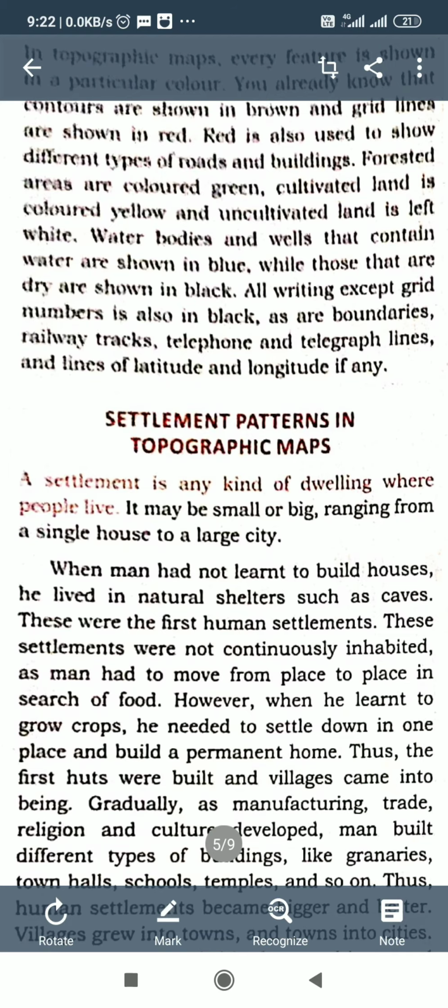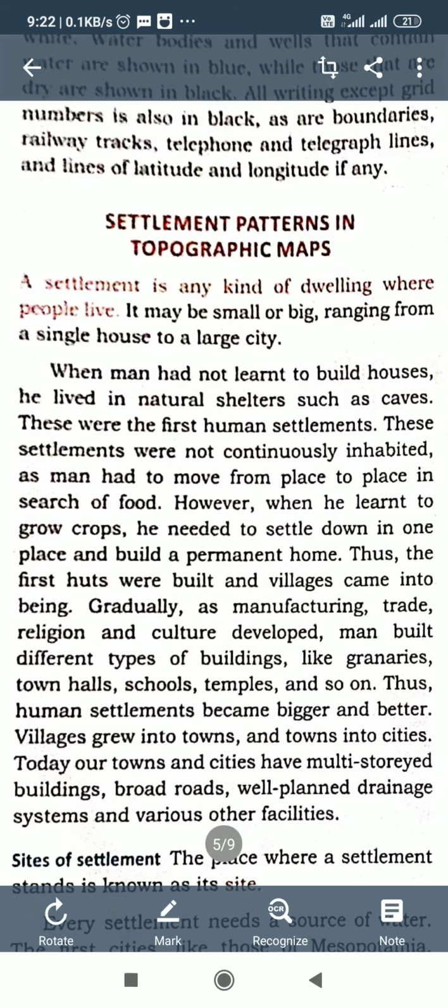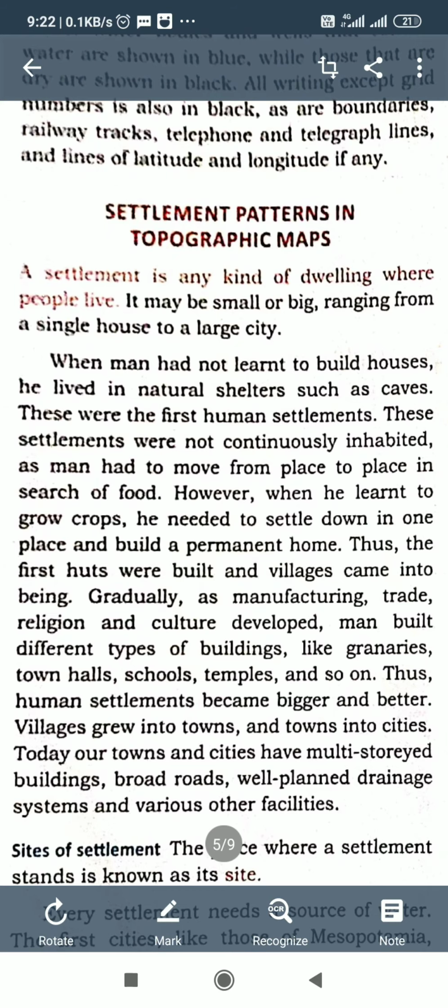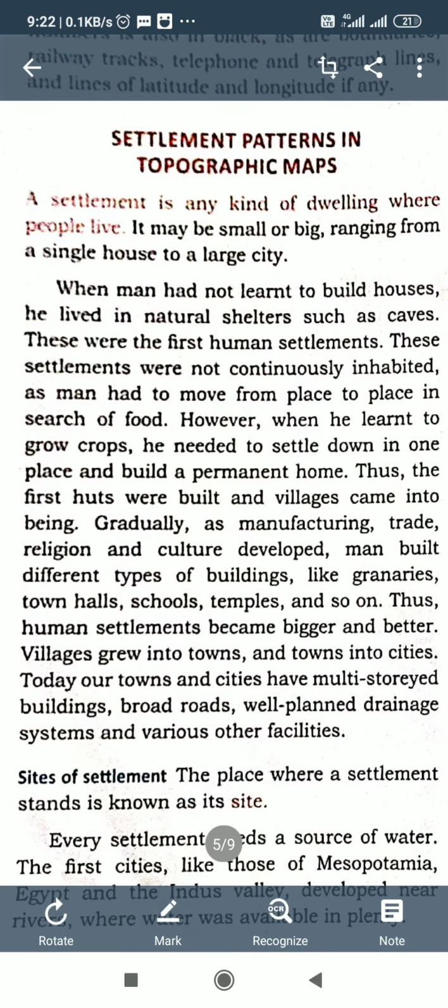Gradually, manufacturing, trade, religion, and culture developed, and man built different types of buildings like granaries, town halls, schools, temples, and so on. Human settlement became bigger and better. Villages grew into towns and towns into cities as years passed. Today, our towns and cities have multi-storied buildings, broad roads, well-planned drainage systems, and various other facilities.